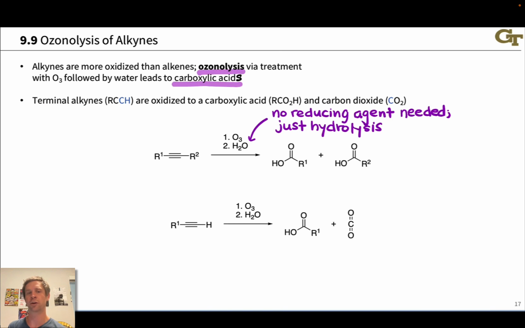If R1 and R2 are the same, we end up with 2 equivalents of the same carboxylic acid product. Won't get into the mechanistic details here. We'll just say that this is a useful way to produce carboxylic acids from alkynes.